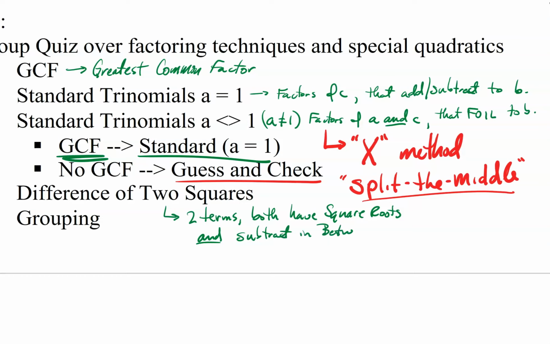And if all of those criteria are met, then we can use the shortcut here. And that's where we take the square root of both terms and create two binomials, one with a positive and one with a negative. I'll show you that when we get to that at the end.